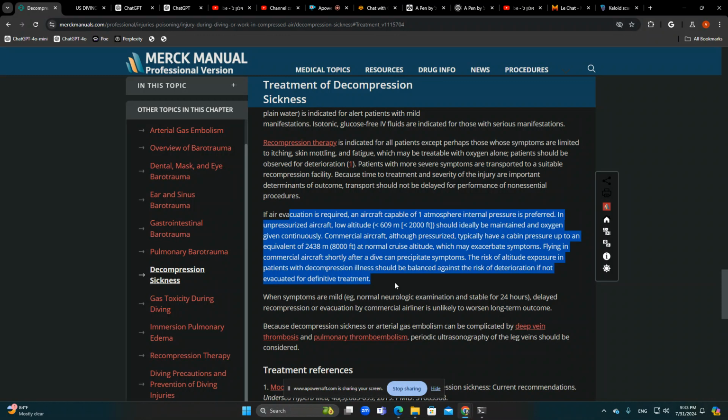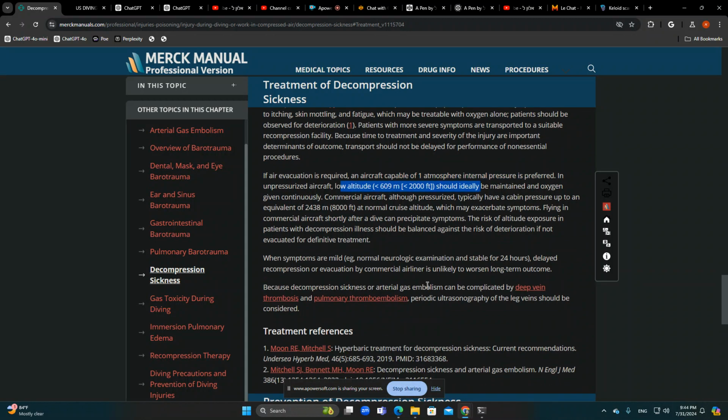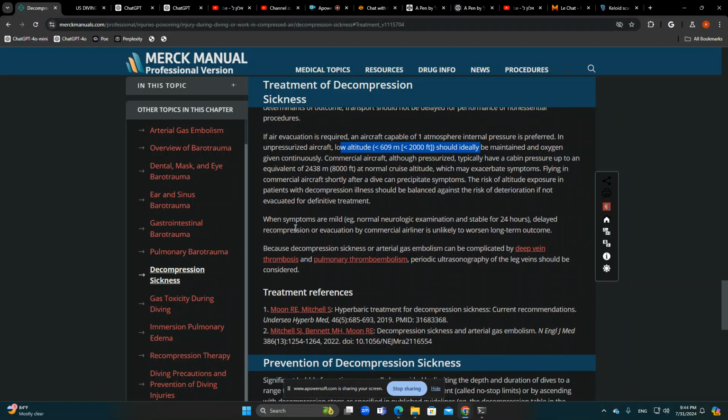Yet, many times we need to fly the patient to get him as soon as we can to recompression therapy. What can be done is that an aircraft that can keep its pressure at 1 atmosphere is better. If it can't be done and the patient should be evacuated by flying, then low altitude should be used as best as you can, to not let the pressure get too low if you fly the patient.